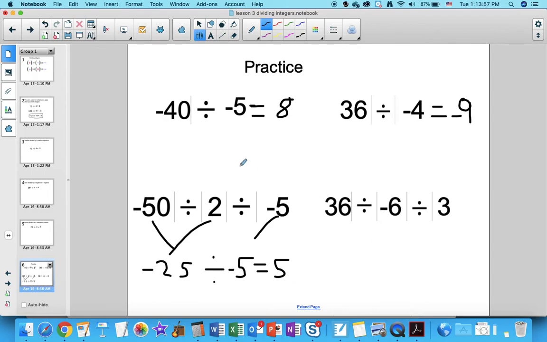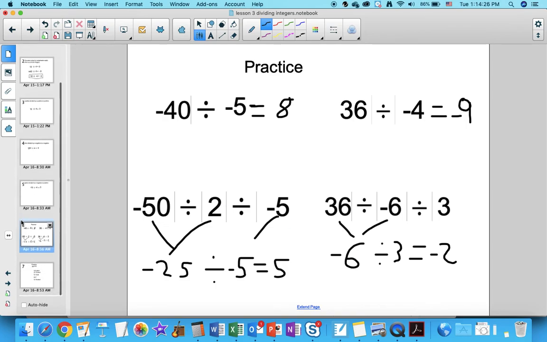It's the exact same. Even if I had 5, 6, 7, 8 different numbers here, you could still solve these questions by doing them two at a time, right? 36 divided by negative 6. Well, we know 36 divided by 6 is 6, right? How many negatives do we have? 1, so it's negative 6 divided by 3. Well, 6 divided by 3 is 2. How many negatives do I have? 1, so it's negative 2.